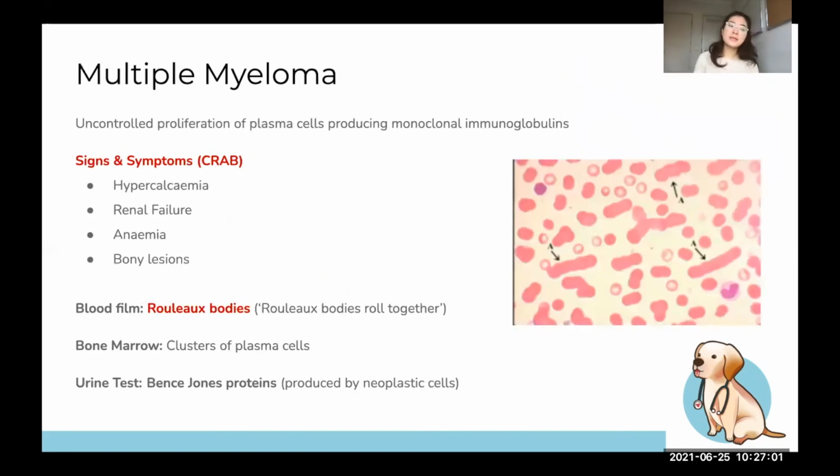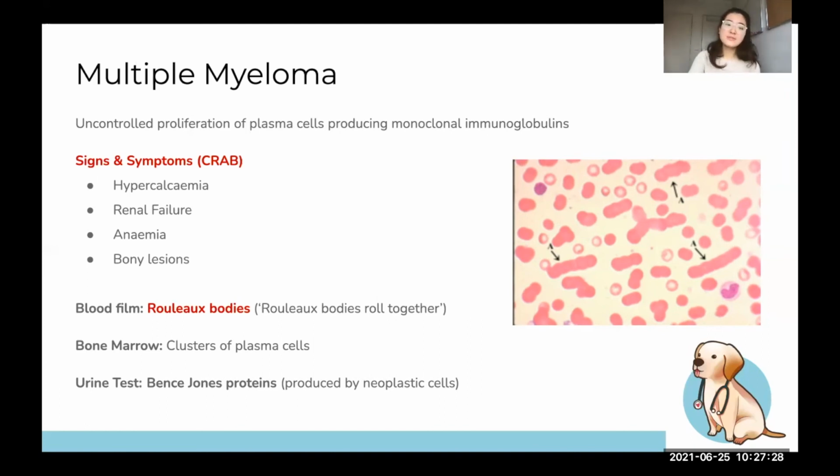Multiple myeloma, a bit different. So not associated with your JAK2 mutation. This is more just you have uncontrolled proliferation of your plasma cells, and these are the ones that are usually responsible for producing your immunoglobulins or antibodies. And if you have uncontrolled proliferation, you'll essentially end up with one kind of plasma cell being proliferated and hence only have one antibody being produced, which is not good.